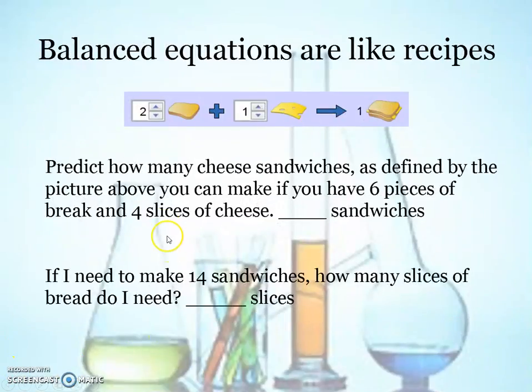Okay, so a balanced chemical equation is going to be kind of like a recipe. Let's say that we wanted to make sandwiches. In this case, we're going to make cheese sandwiches. Now, some of you are like, oh, that's delicious, and some of you are like, where's the meat? Okay, I get it, carnivores. It's okay. We can make cheese sandwiches. It'll be okay.